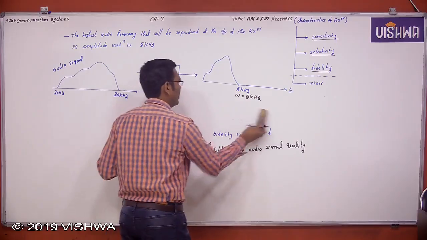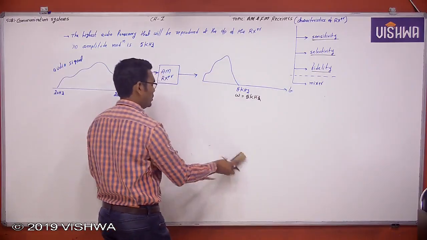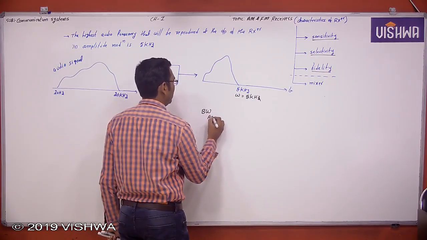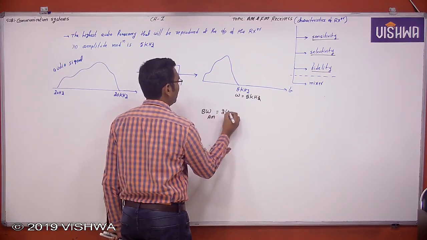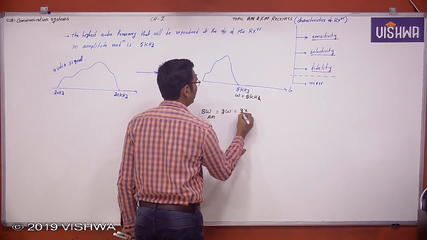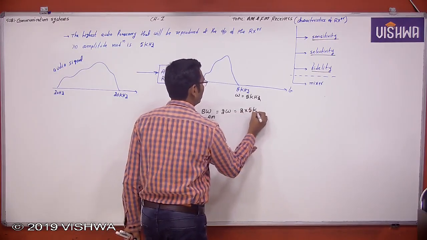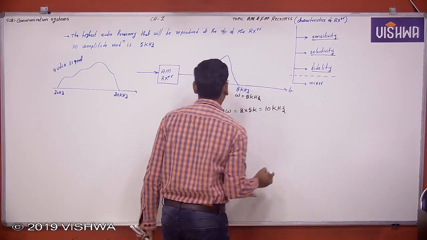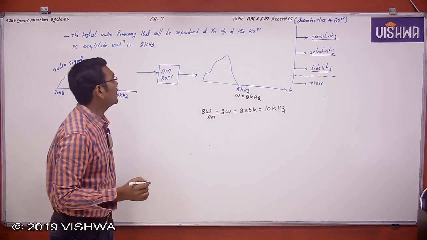Then what is the bandwidth of each AM tuned station? So the bandwidth of an AM tuned station is equal to 2 omega, which is equal to 2 into 5 kHz, which is equal to 10 kHz. This is the bandwidth of each AM tuned station. Okay, note down.